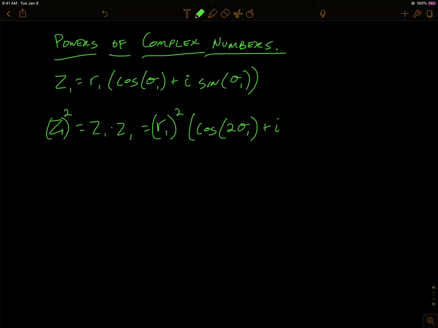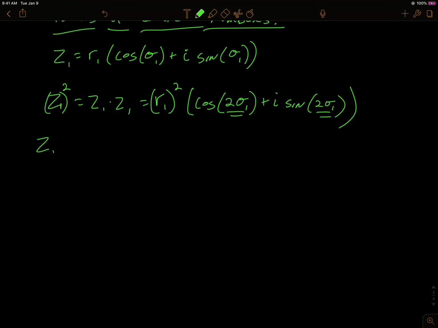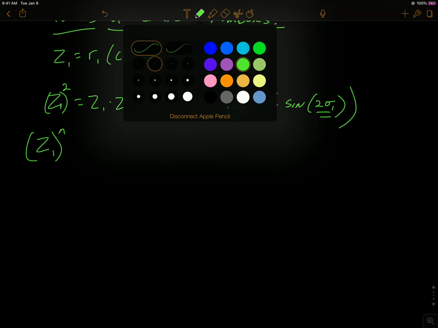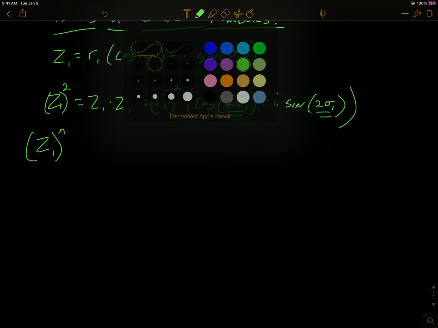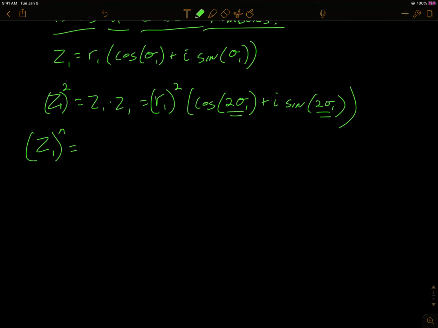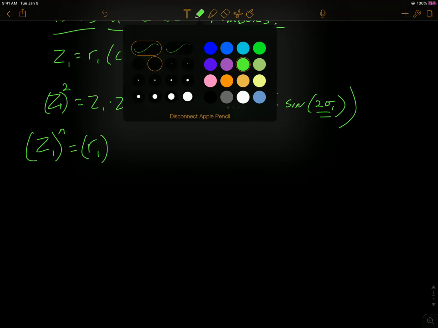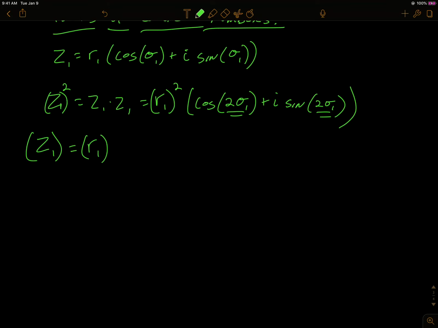And then plus i sine 2 theta sub 1, again for the same reason. So squaring is actually really easy. You square your magnitude and you double your argument. Then we're going to generalize that to raising it to any power. So if I want to raise a complex number to the nth power, the rule is going to be this. It's going to be r sub 1. I want to do color coded here.